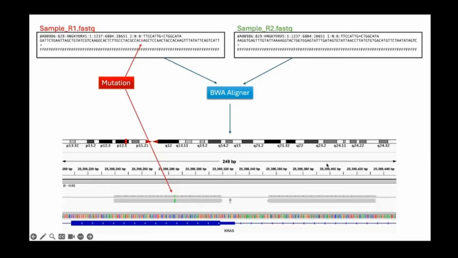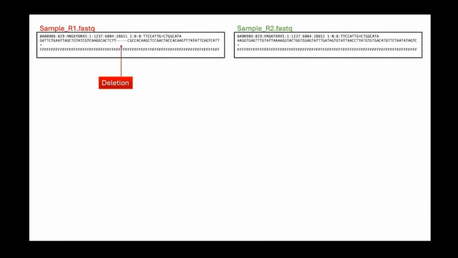If we look at this alignment in IGV, we can now see our C to A mutation that's present in the viewer, because the viewer is taking advantage of the sequence information and the alignment information that's present in the BAM file. Now, let's put in a 5 base pair deletion into one of these reads and see what happens.